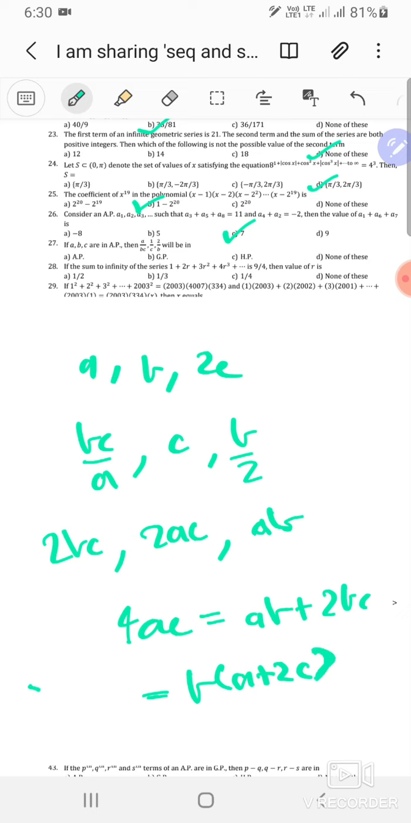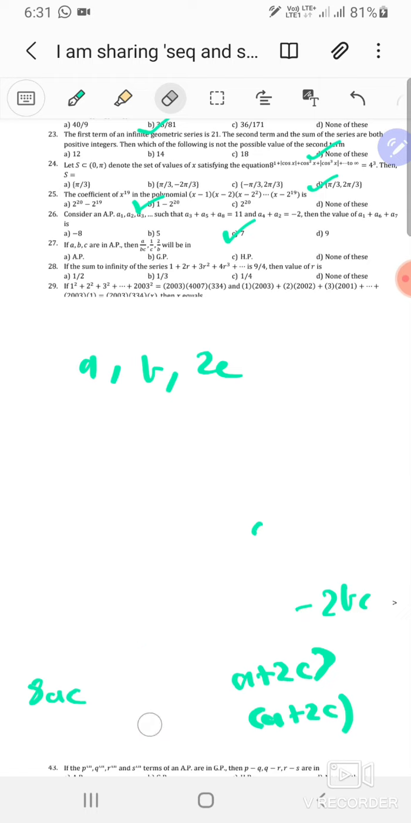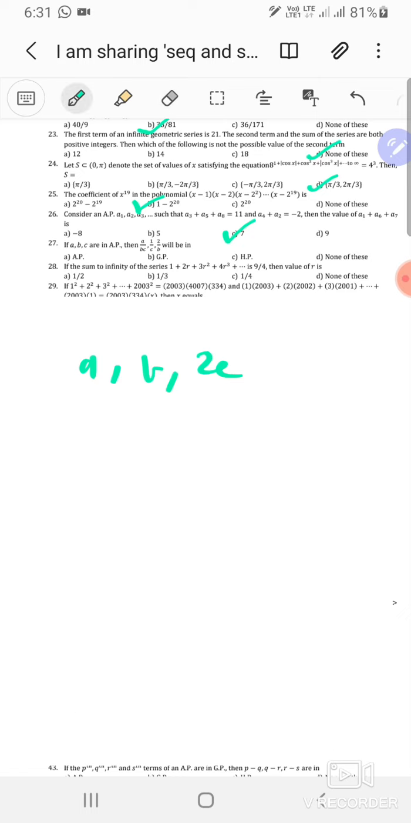Okay, which means that 8AC would be equal to 2B times A plus 2C, which is equal to A plus C into A plus 2C. And certainly doesn't look like this is always true for any A, B, C in AP. So no, that's not the option which we are looking for. What about if these are in a GP? This is like a very random fact that these numbers would be in a GP. But still, I just try it out.